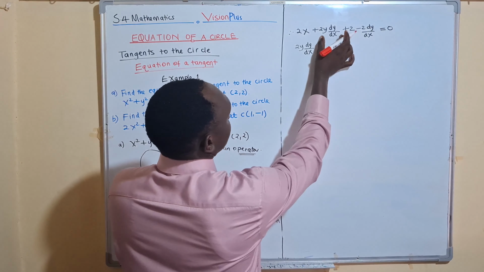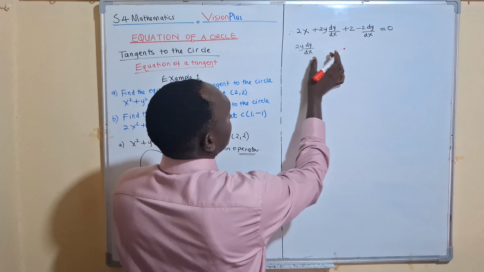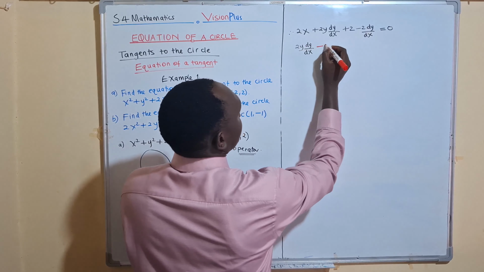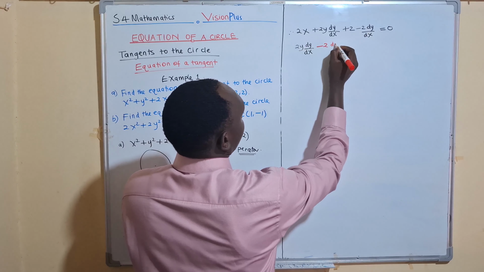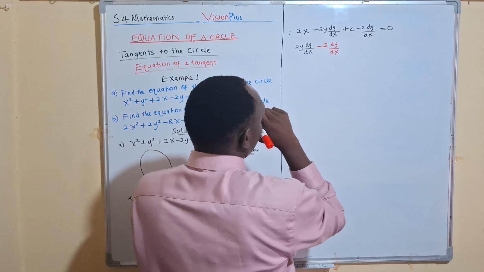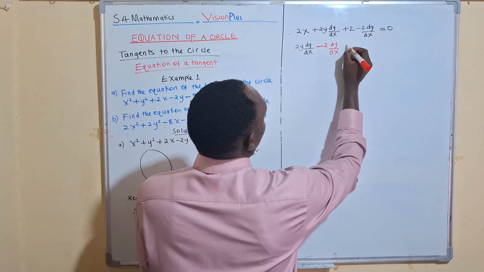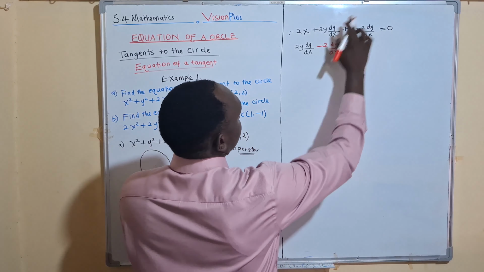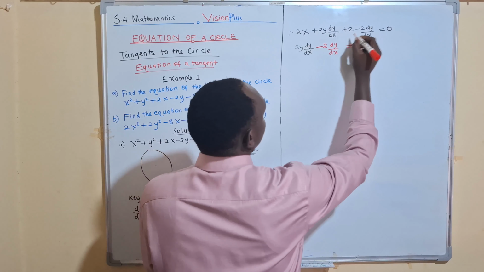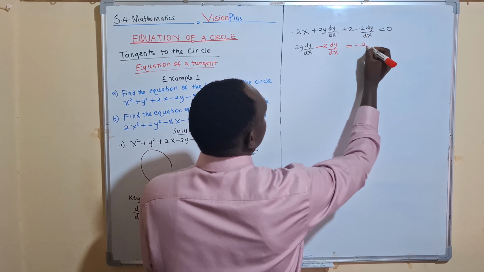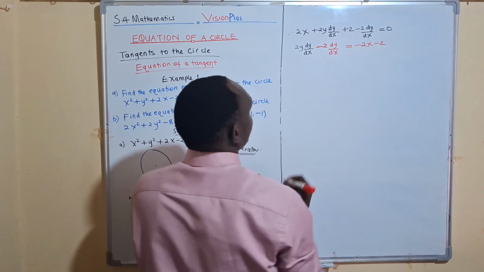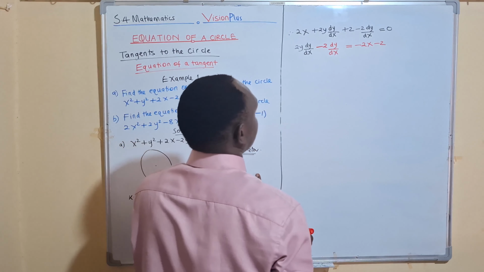So written this, 2y dy/dx minus the term dy/dx, which is 2 dy/dx. Okay, and then equals, so I'm taking these other terms to that side of the equation, which is 2x, which when it crosses becomes negative 2x. This 2 also becomes negative 2 after crossing the equal sign.